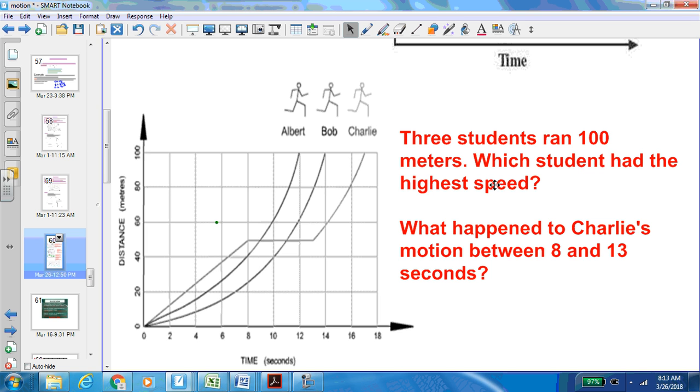So you can kind of see an example here of a distance time versus a speed time graph, how they both show motion, but they mean some different things depending on how the line is sloping.